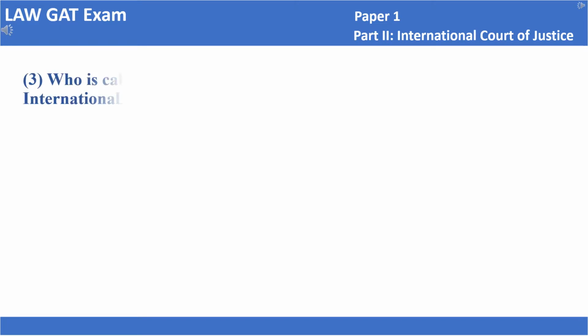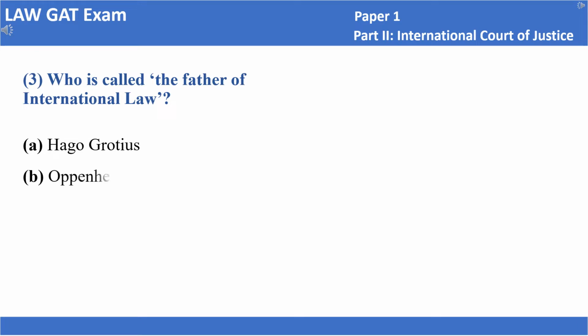Who is called the father of international law? Is it A, Hugo Grotius? Is it B, Oppenheim? Is it C, Soares? Or is it D, none of these? The correct answer is option A, Hugo Grotius.